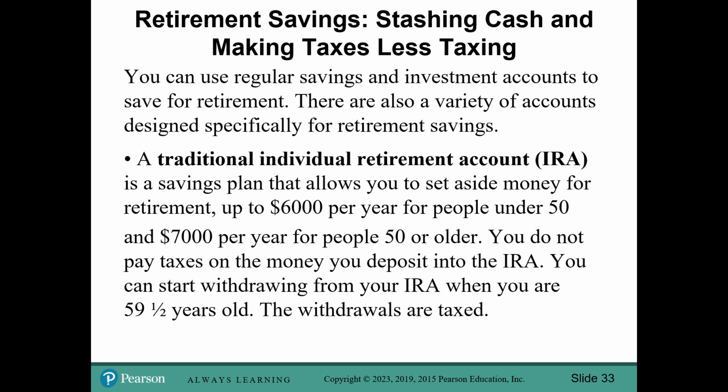So we have a little bit of a delayed tax with this traditional individual retirement account, this IRA. Okay. So we're basically putting money into it. We can't withdraw any money until we're 59 and a half years old. Once we do start withdrawing, those withdrawals are going to be taxed.